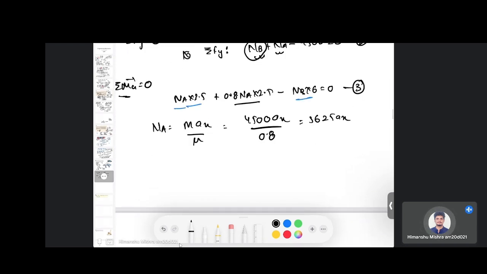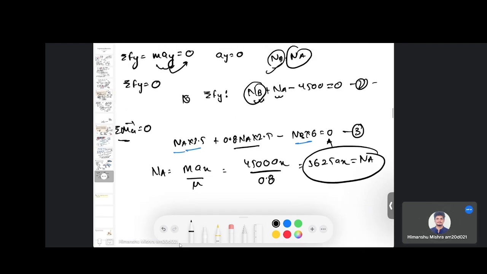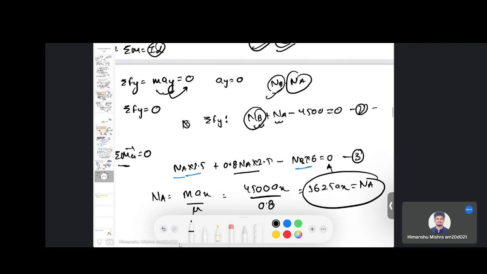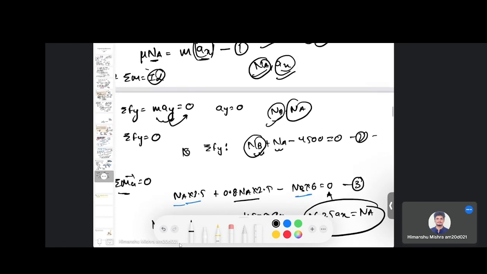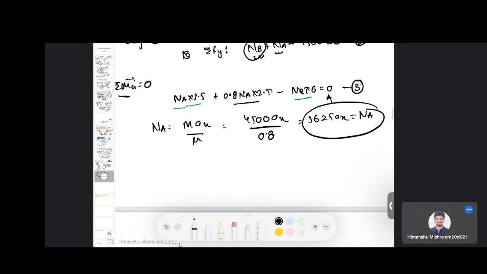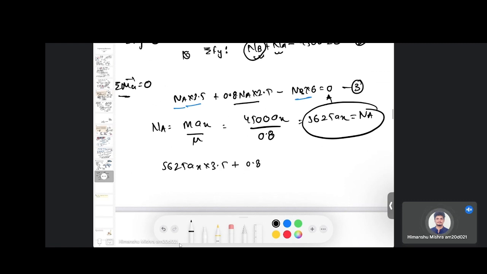Now I can substitute this expression of Na into equation 3. So I can write equation 3 in terms of Ax and Nb. If I substitute, it will be 5625 Ax multiplied by 3.5 plus 0.8 Na, which is 5625 Ax, multiplied by 2.5, equal to 6 Nb.